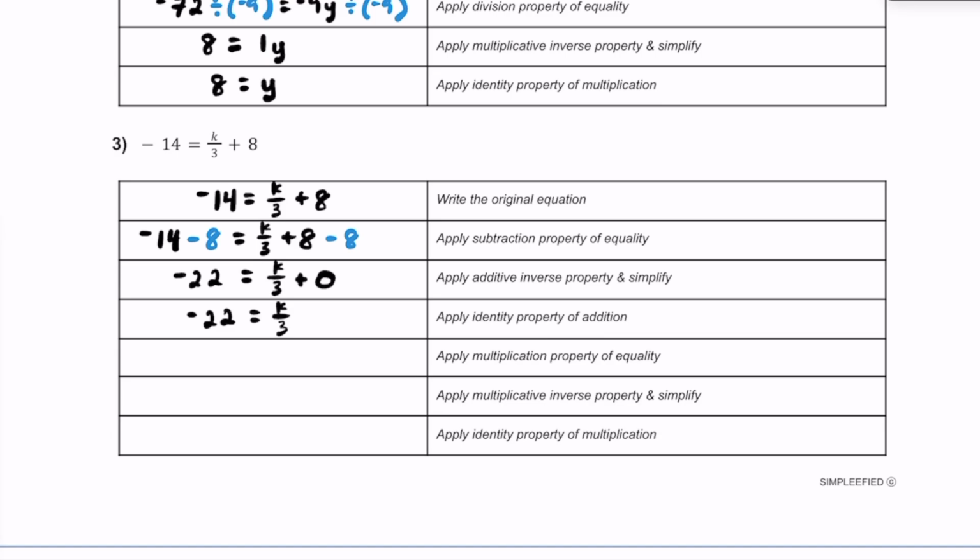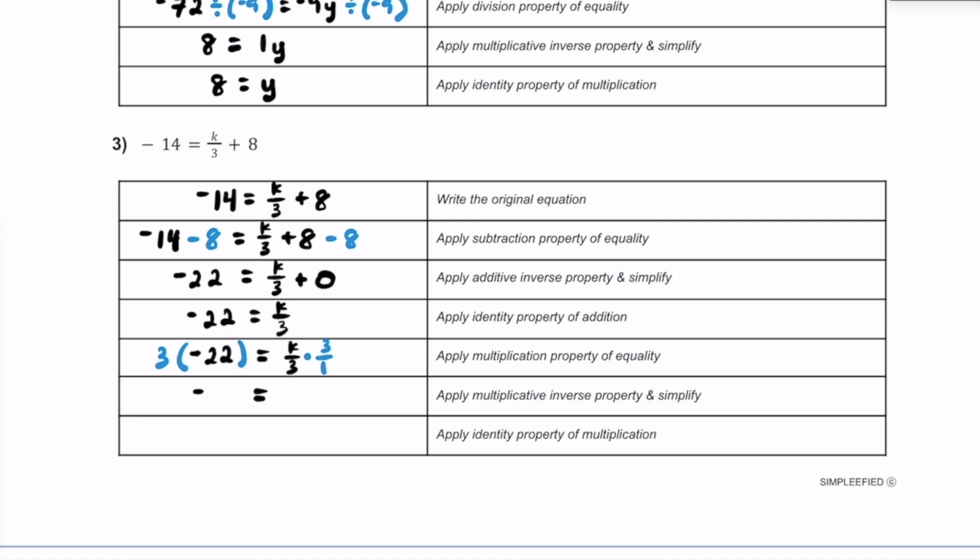Let's go ahead and use the multiplication property of equality because we have this k divided by 3, or k times a third if you want to think about it that way. That's fine too. So let's take this negative 22 on the left side and multiply it by 3. And let's take this k over 3 and multiply it by 3 over 1 on the right side. So again, there's this invisible 1 here, so the 3 over 1 is the multiplicative inverse.